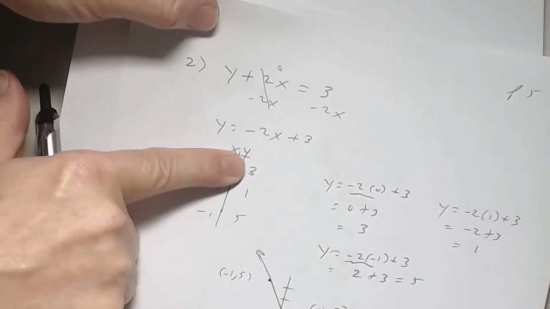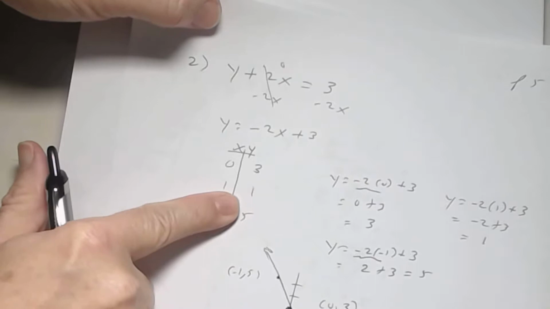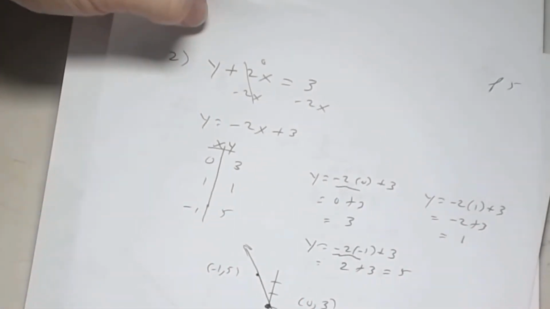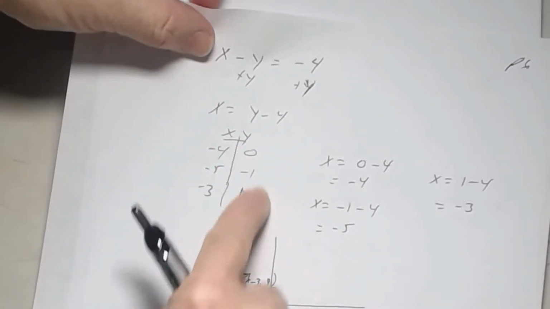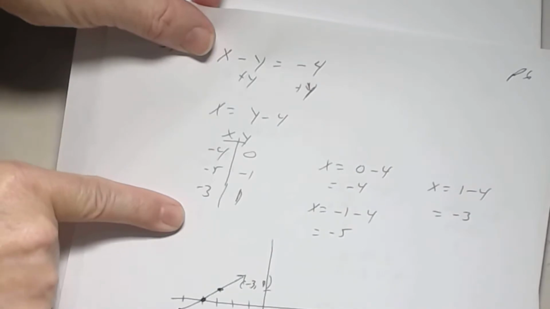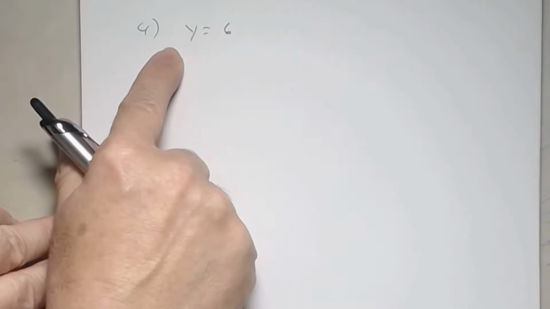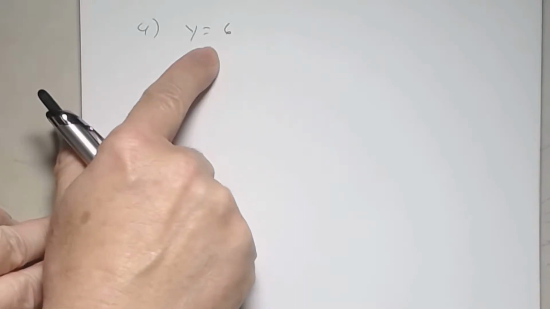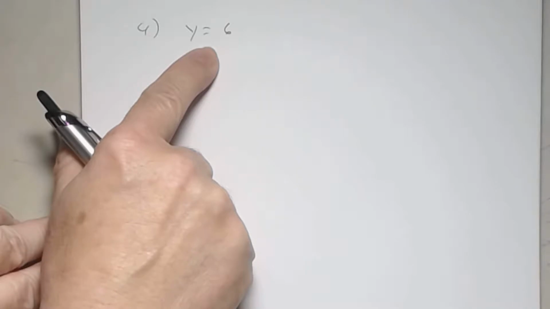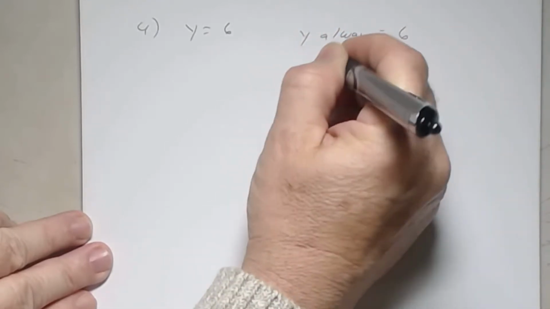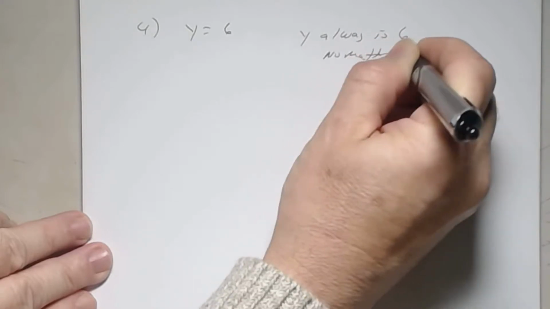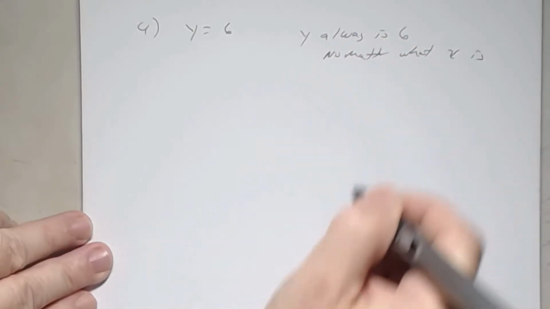When x is 0, what was y? 3. When x was 1, what is y? 1, and so on. Here, x depended on whatever I substituted for y. So when y changed, x changed. Here, this says y is always going to equal what? 6. There's no x. So no matter what I use for x, y will always equal what? 6. Okay, notice y always is 6, no matter what x is.